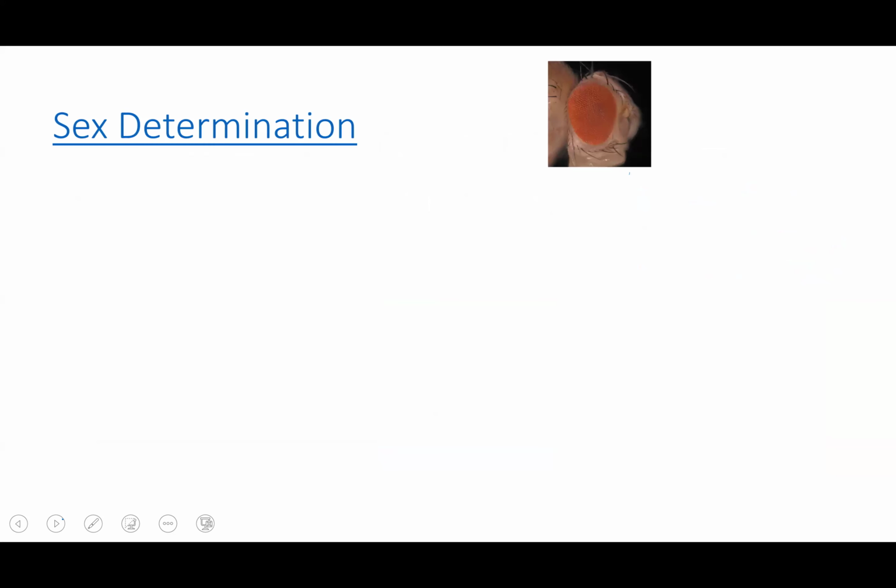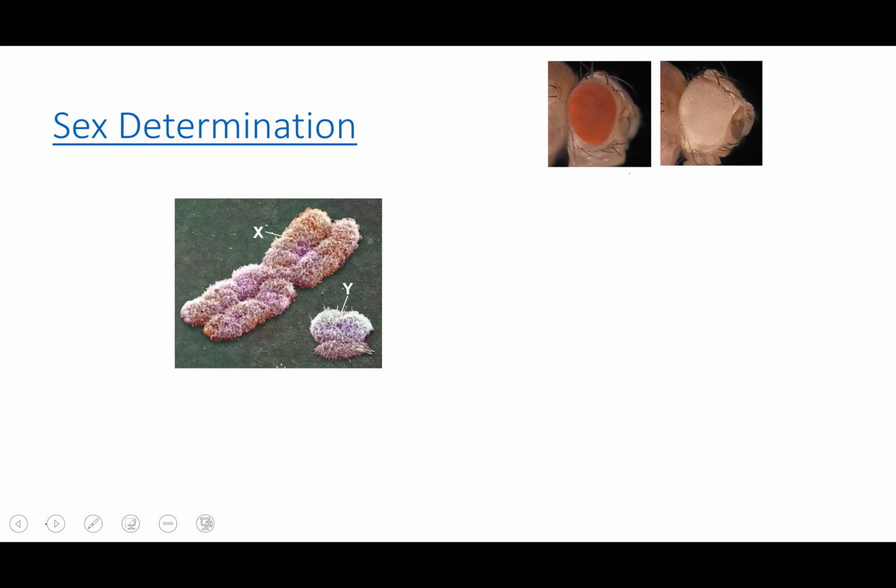So when we talk about humans, there's our fruit flies, red eyes and white eyes. When we talk about humans, sex determination in humans is determined by the 23rd pair of chromosomes, which are X and Y chromosomes. So that's a TEM image, from a TEM microscope, of the two chromosomes. What do you notice about the X versus the Y chromosome? X is a lot bigger than Y.